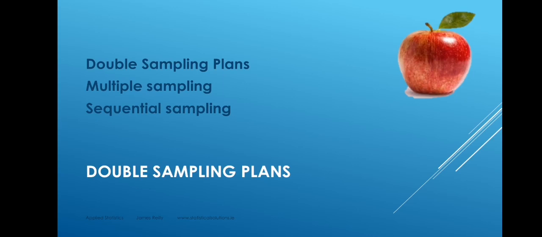We can extend this to multiple sampling plans where several subsamples can be taken. And after each subsample is taken, a decision can be made to either accept the batch at that point or reject the batch at that point or proceed to take the next subsample. And sequential sampling takes this concept to the limit. After every unit of product is selected and inspected, a decision is made at that point to either accept the batch now or reject the batch now or select one more unit of product.